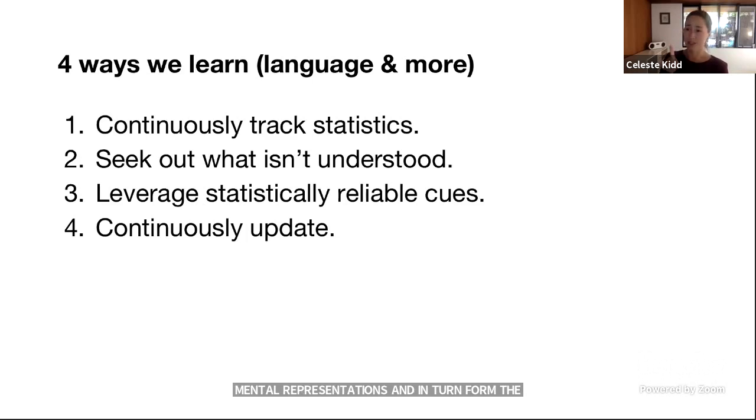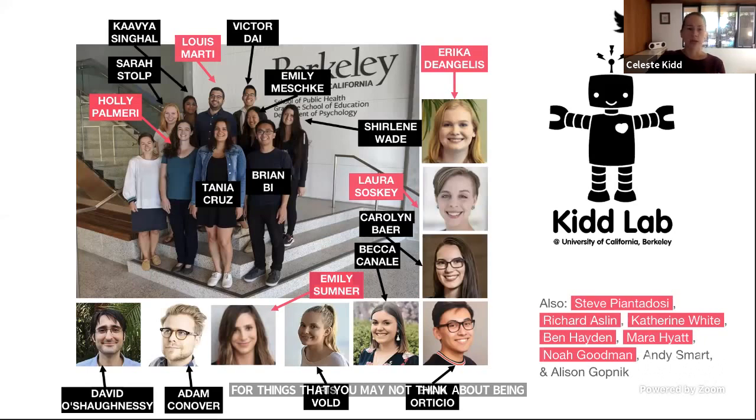Number one, humans continuously track statistics. Two, they seek out what isn't understood. Three, they leverage statistically reliable cues. And four, they continuously update, even for things that you might not think of as being continuously updated, like things like spoons.